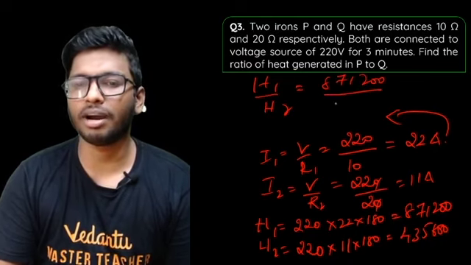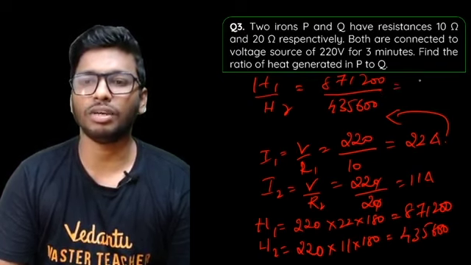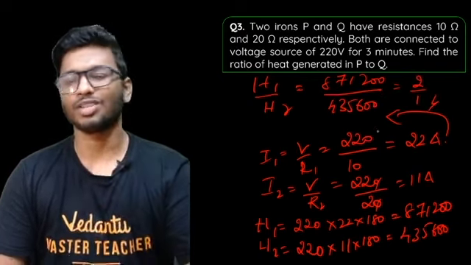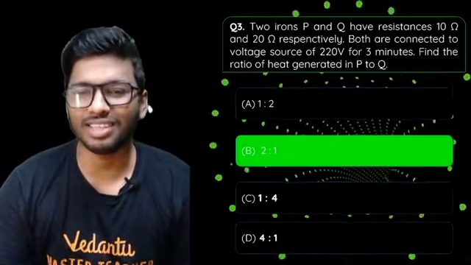8,71,200 divided by 4,35,600. You will get the answer to be 2/1. So that is the answer, guys. The answer to this question is basically 2:1. That will be the answer for this question.